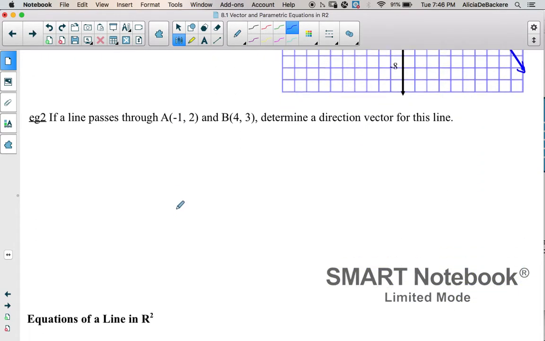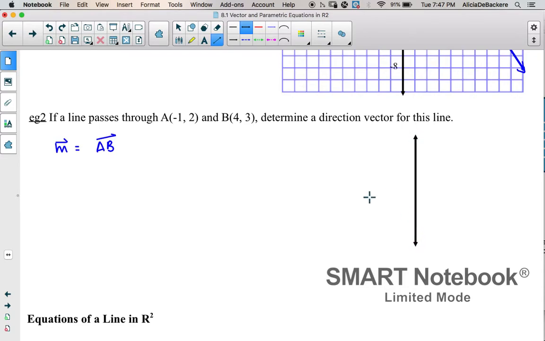All right, example 2. If a line passes through A, -1, 2, and B, 4, 3, determine a direction vector for this line. So in order to find a direction vector, we can use the vector that connects these 2 points. Right? So I'm going to just draw a quick sketch here. Oh, that's terrible. So just a quick sketch of what's going on here.